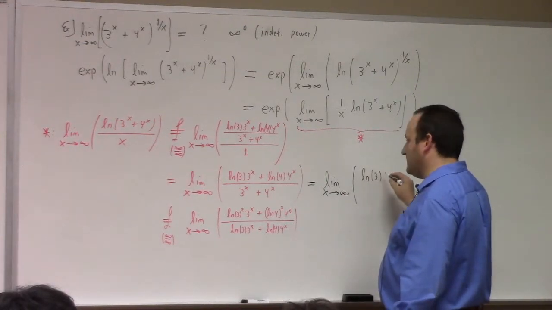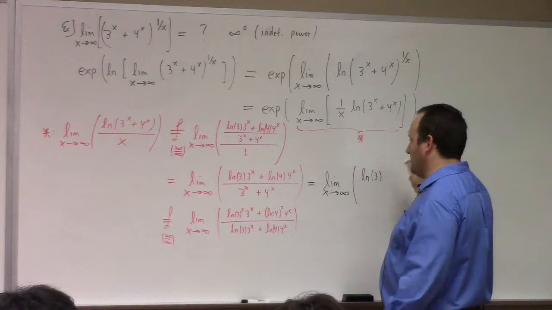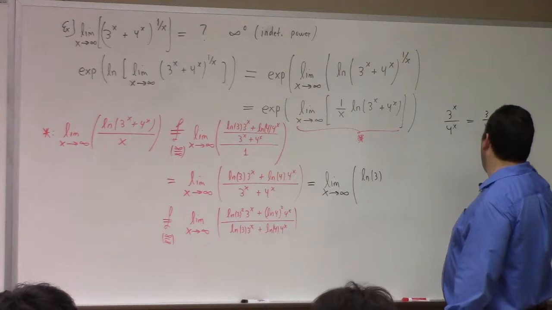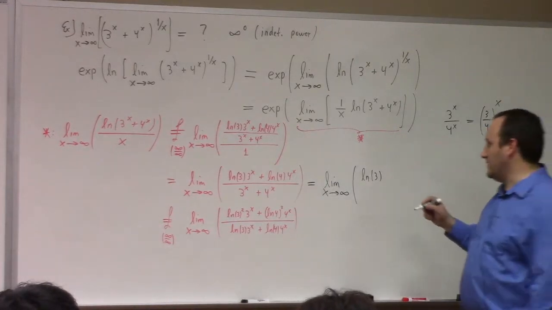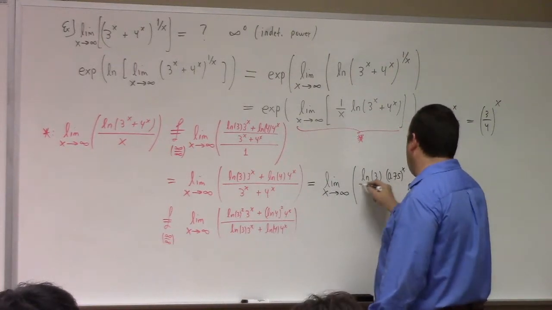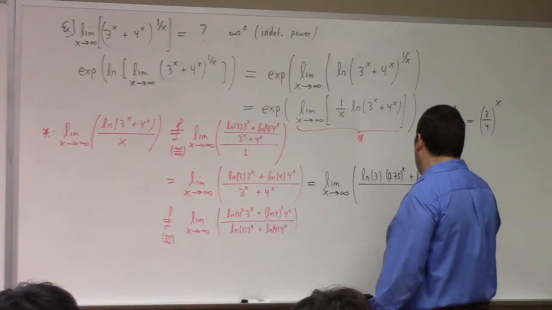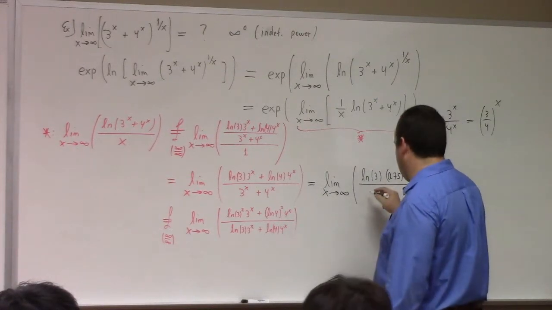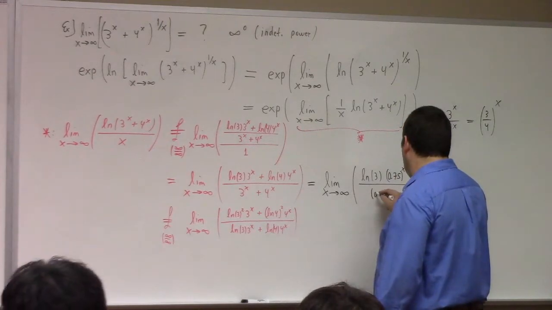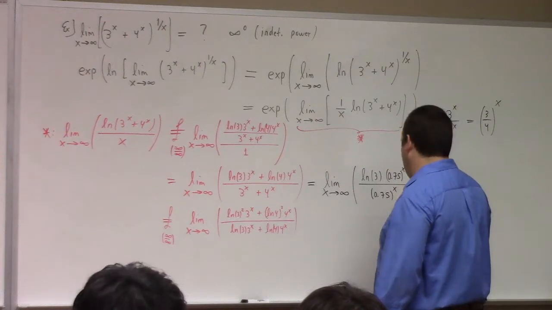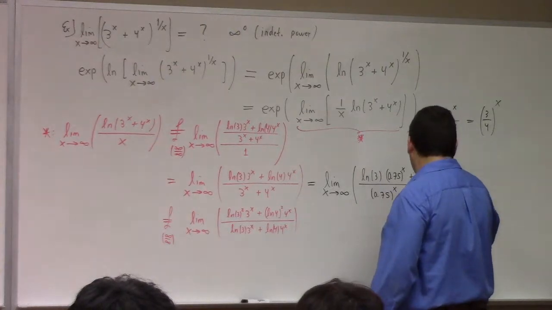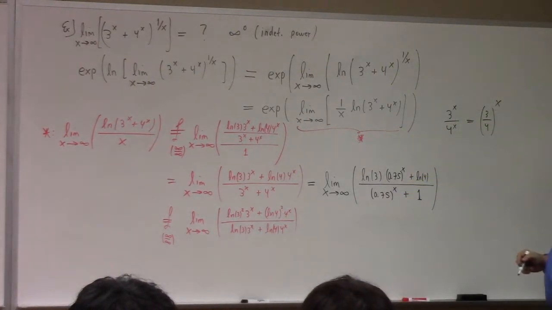So this is log 3 times, what's 3 to the x over 4 to the x? Three-fourths to the x, right? So this is log 3 times 0.75 to the x power, if you'll allow me some decimals. You guys are engineers for the most part. You like decimals, right? You're like, yes, decimals, much better. 0.75, my precious, plus 1. Sorry, I'll stop bringing Gollum into this.